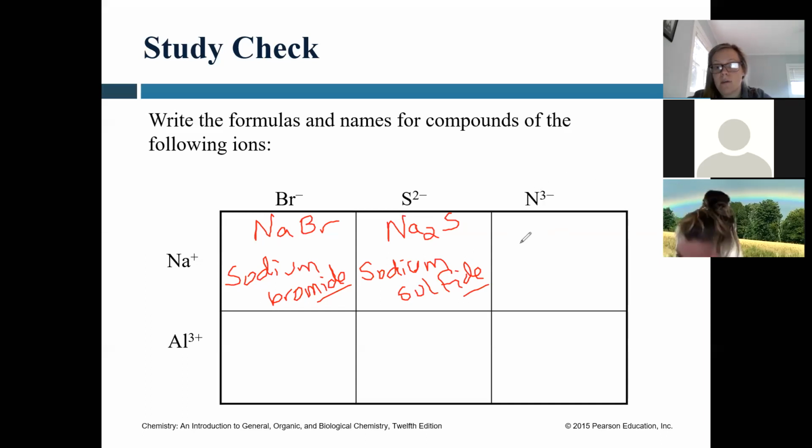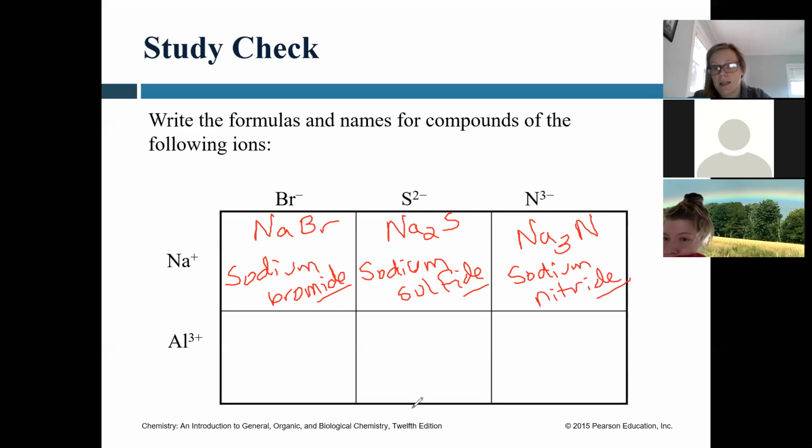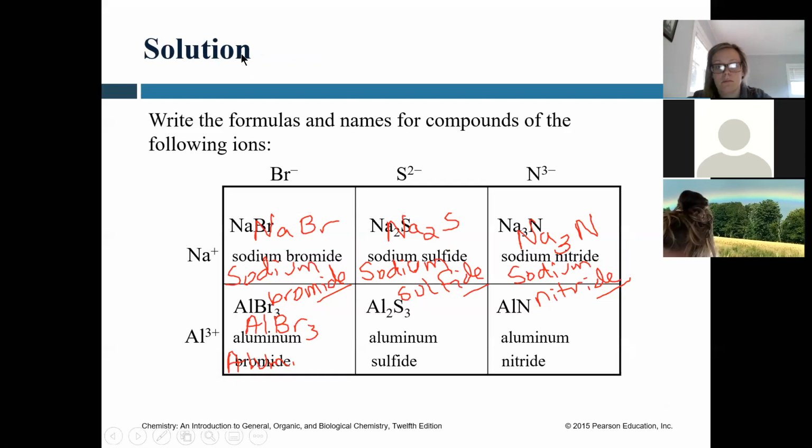Next one, sodium still has a plus charge. Nitrogen has a 3-, flip-flop. I should have 3 sodiums for every 1 nitrogen. So this is sodium nitride, IDE. All right, aluminum has a 3+ charge. Bromine has a 1- charge. So flip-flop, I should have 1 aluminum, and then I have 3 bromines. We would call this thing alumina.